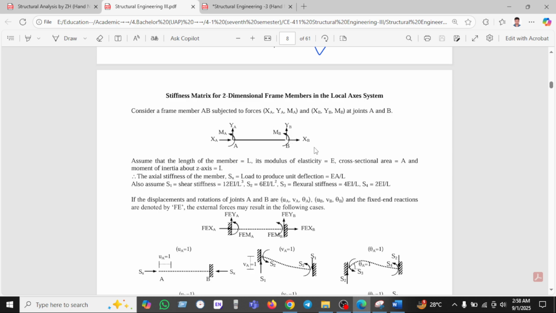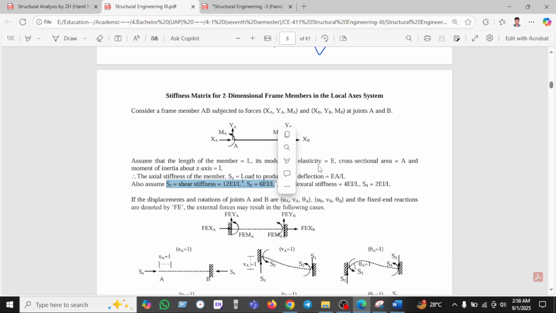We have already seen here, consider the frame may be subjected to some forces, which are XA, YA, MA, and XB, YB, and MB at the joints A and B. This is joint A, and this is joint B. Assume that the length of the member is L, the modulus of elasticity is E, and the cross-sectional area is A. The moment of inertia is I, the axial stiffness is EA by L, and assume S1 the shear stiffness 12EI by L cube, and S2 6EI by L square.